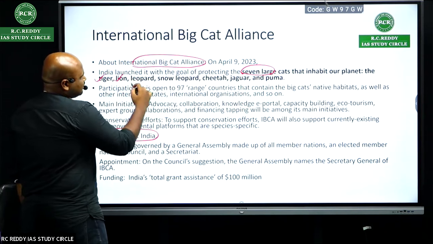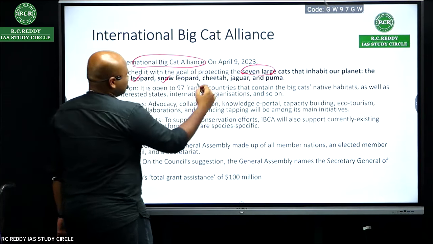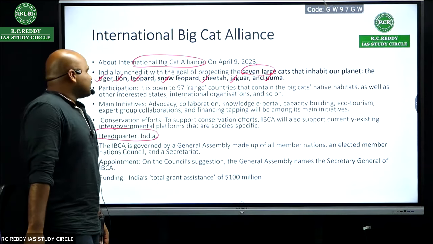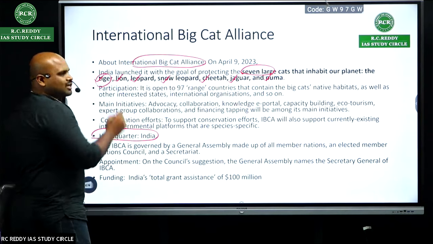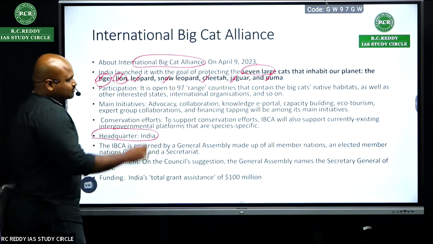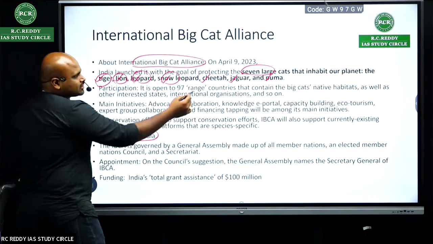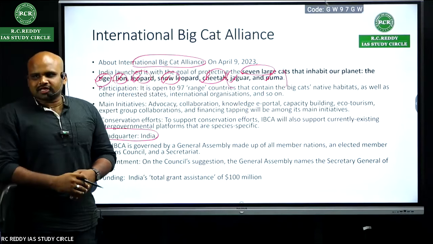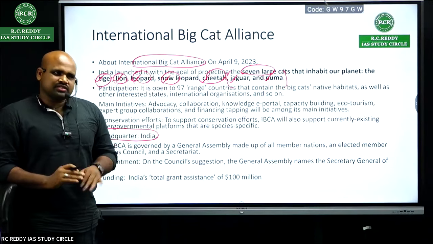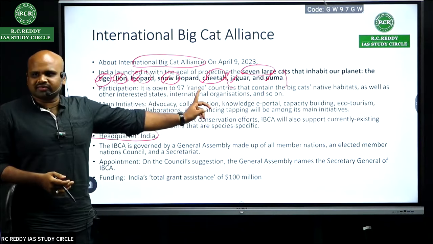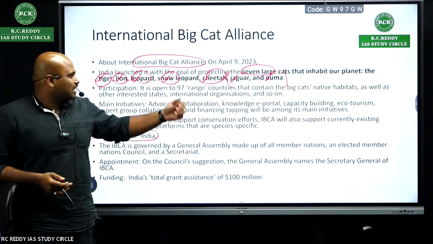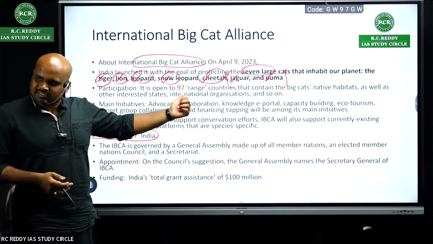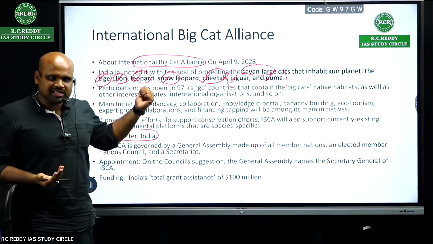Tiger, lion, leopard, snow leopard, cheetah, jaguar, puma, right? Now we are very, very familiar with tiger, lion, leopards, snow leopards, cheetah. Are these two present in India? Remember this way. Those five we are all very familiar with. Cheetah, again, reintroduced. Leopard, we just saw the census. Right, what is the order? MMK. Snow leopard, census was there for the first time. Lion, Asiatic lion, of course.